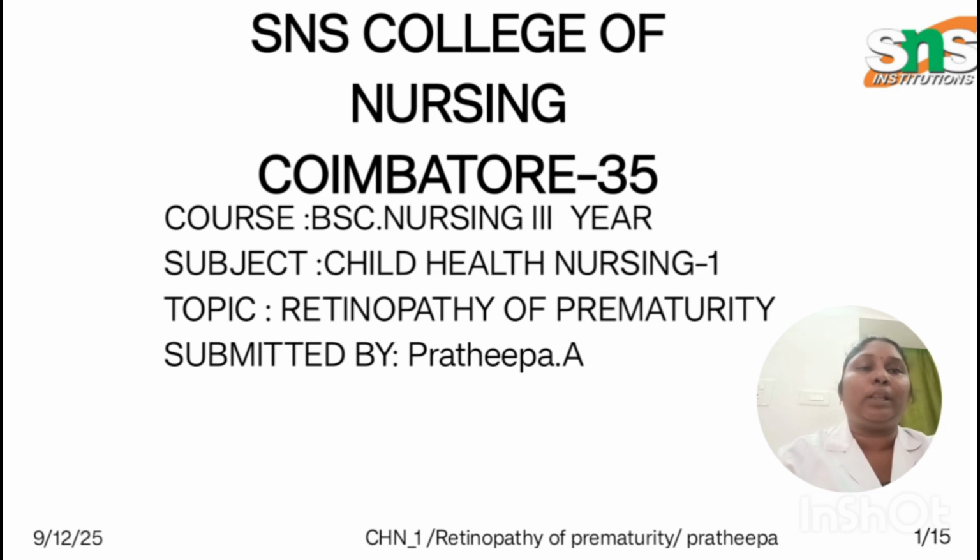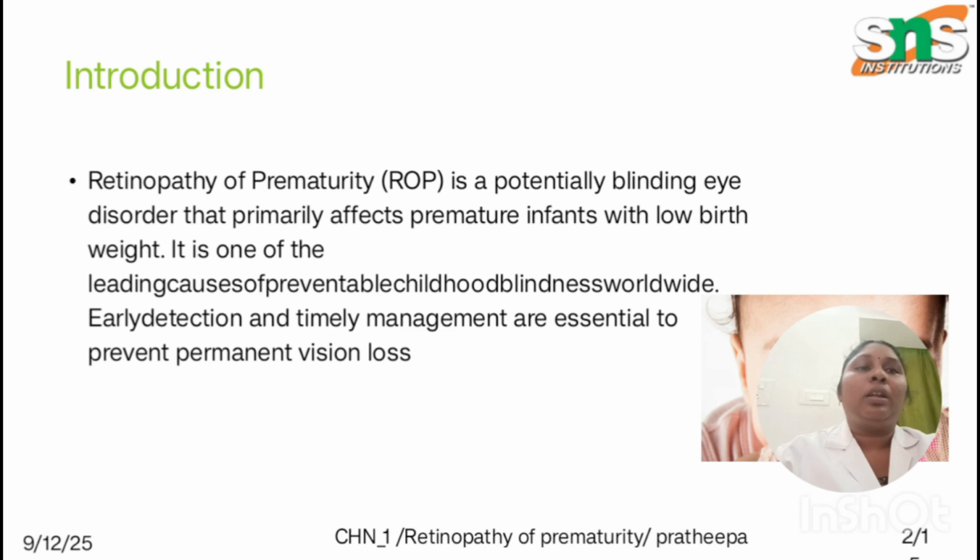It is retinopathy of prematurity. It is under the subject of child health nursing 1. What is retinopathy of prematurity? It is a blindness eye disorder that primarily affects premature infants with low birth weight. It is one of the leading causes of preventable childhood blindness worldwide. So for this, early detection and timely management are very essential to prevent permanent vision loss.